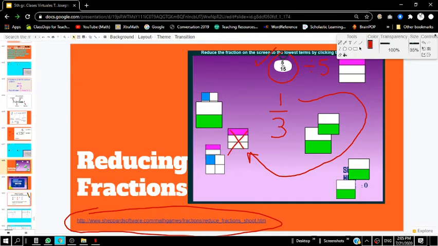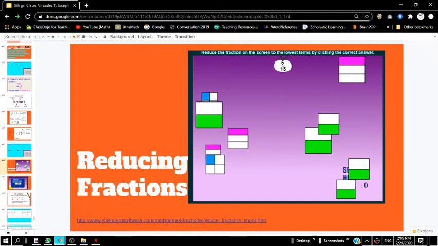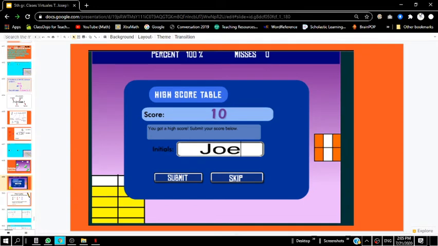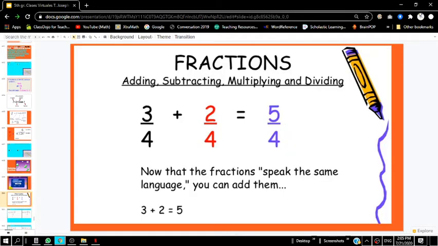So check that game out. It's actually kind of fun. We played it in class. Let's go on and here you go. I actually got a really high score, and we got a really high score in class too. Let's go on to adding fractions.